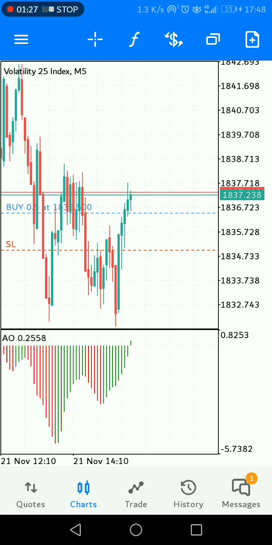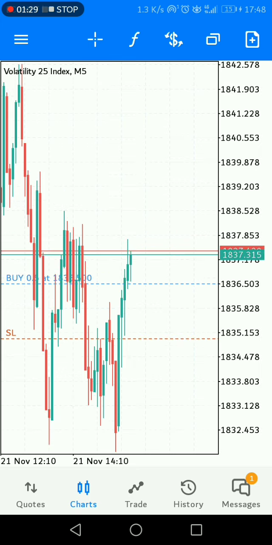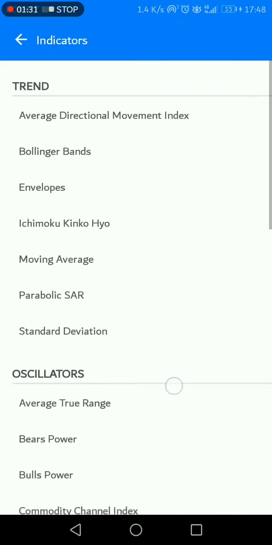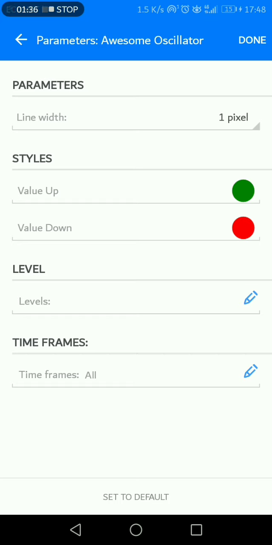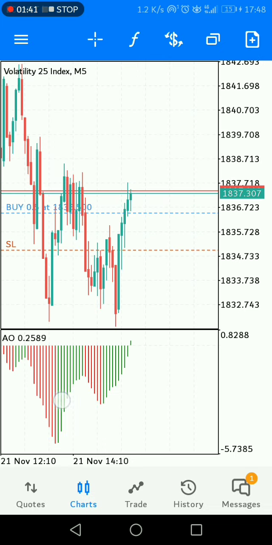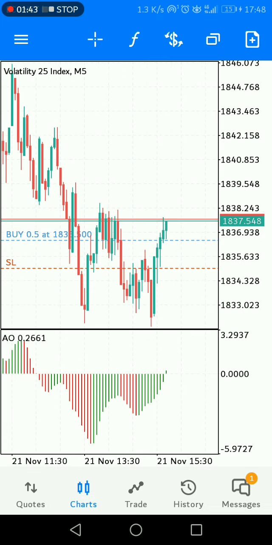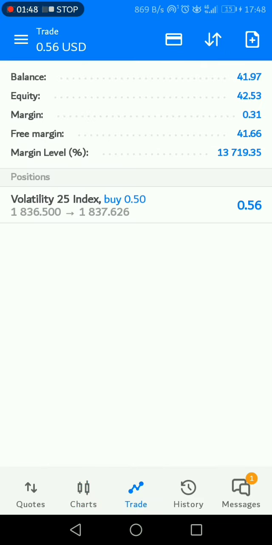The first thing that you want to do is put the awesome oscillator on your charts. Just go to the Bill Williams indicators and then click on awesome oscillator. Don't change anything here, put it on default, and then click done, and then we are going to have your awesome oscillator. The awesome oscillator is going to help show us the divergence in the market.